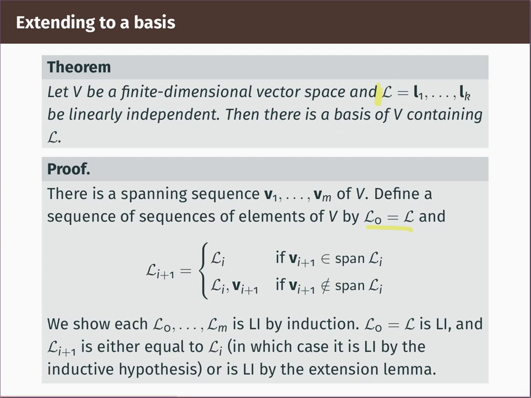So that makes the induction proof go through, and that means that all of the terms in this sequence, L_0, L_1, L_2, and so on, up to L_m, are all linearly independent sequences. What we're going to argue is that actually the last term in that sequence, curly L subscript m, is a basis for V.